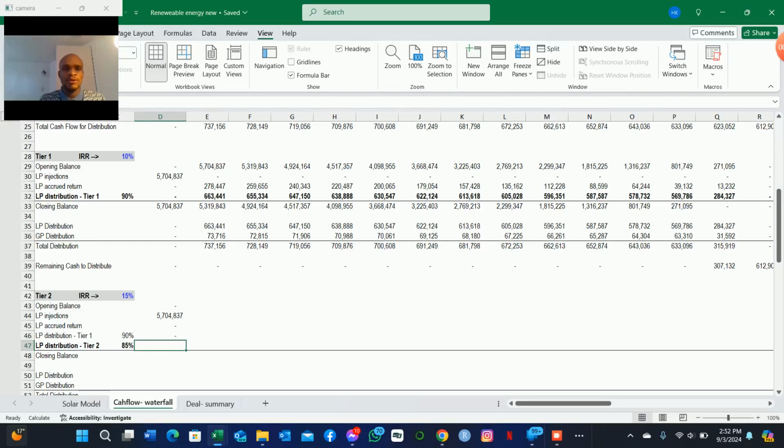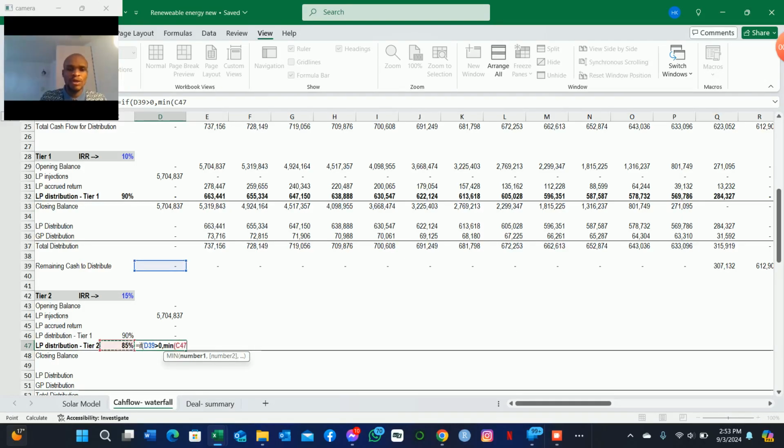So now we are ready to determine the distribution in tier 2 for the limited partner. It's going to be equal to IF, in bracket, there is cash available. It means if this cell is greater than 0, then what we want is to take the minimum of this amount, 85%, to be distributed to the limited partners. We multiply it by that cash that will be available if there was a positive cash flow, or the opening balance plus the injections plus the accrued returns, and then we deduct the limited partner distributions. Close the bracket, otherwise 0, close the bracket, we'll press enter.